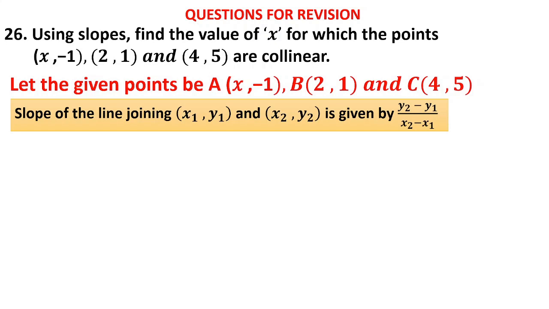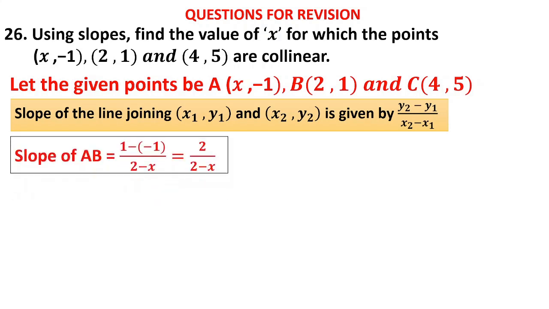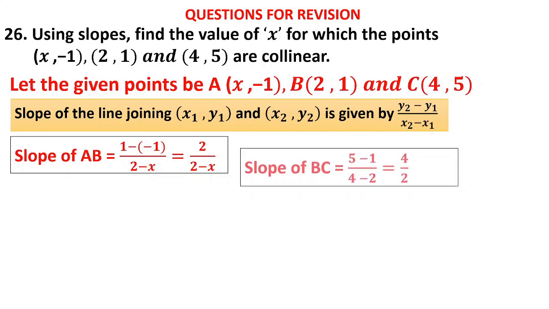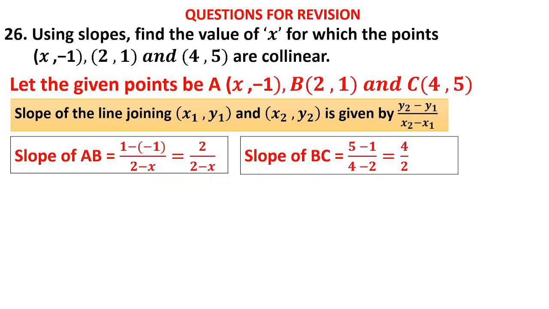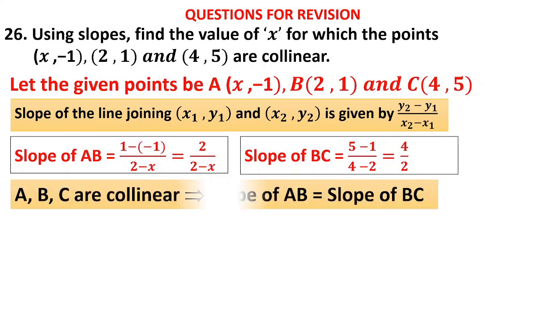Now, the slope of the line joining 2 points is given by the formula (y2 minus y1) by (x2 minus x1). Let me find the slope of AB. It is 1 minus of minus 1 by 2 minus x, that is 2 upon 2 minus x. The slope of BC is (5 minus 1) by (4 minus 2), which is 4 by 2, which is 2. Now, when ABC is collinear, the slope of AB should be equal to the slope of BC, because all of them lie on the same line. Therefore, 2 upon 2 minus x is 2.